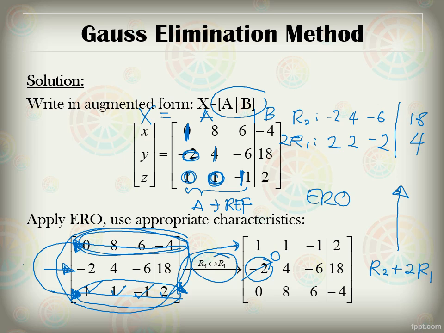So to make minus 2 become 0, we must use the operation plus. By performing addition to this row, you will get 0 here, and the rest doesn't matter. You just solve it. 4 plus 2 is 6. Minus 6 minus 2 is minus 8. 18 plus 4 is 22. Okay, so we go to the next slide. Look at what happened to our row 2.